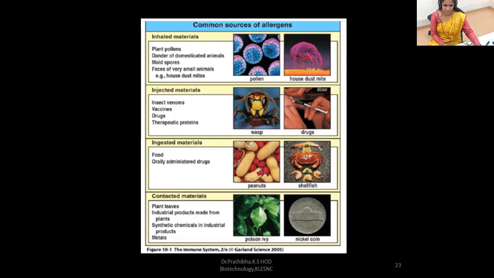Injected materials include insect venoms, vaccines, drugs, and therapeutic proteins. Further, ingested materials like food or orally administered drugs come under ingested allergens. Contacted materials include plant leaves, industrial products made from plants, synthetic chemicals in industrial products, and metals. These are some of the common sources of allergens.